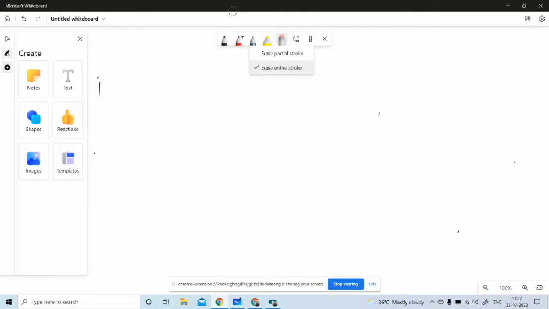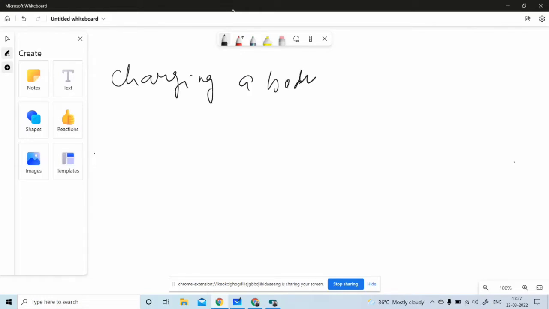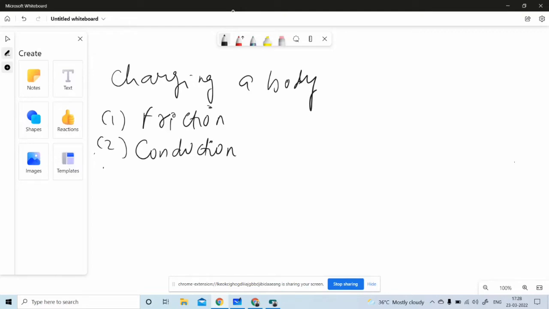Okay, see, charging a body, three ways. First one is friction, another is conduction, third one is induction. Okay, let us discuss the first one.